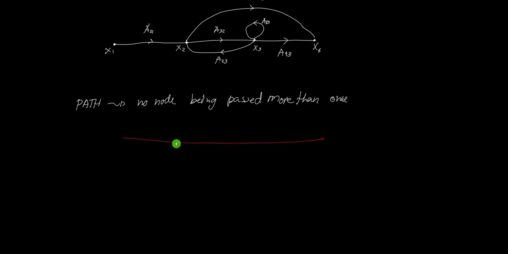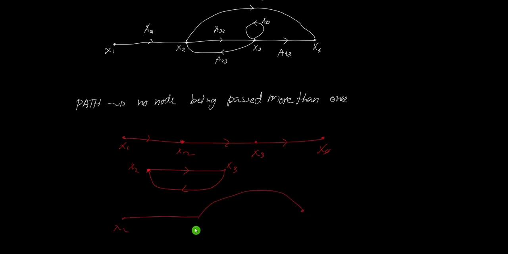We can draw examples of paths. The first one is that direct path, x1, x2, x3, and x4. Later on, we will define these different paths; we call them in different ways. Another one is a special path, this is x2 and this is x3. That is also considered a path. The other one is x1, x2, and x4. This is also considered a path. So no more than once.